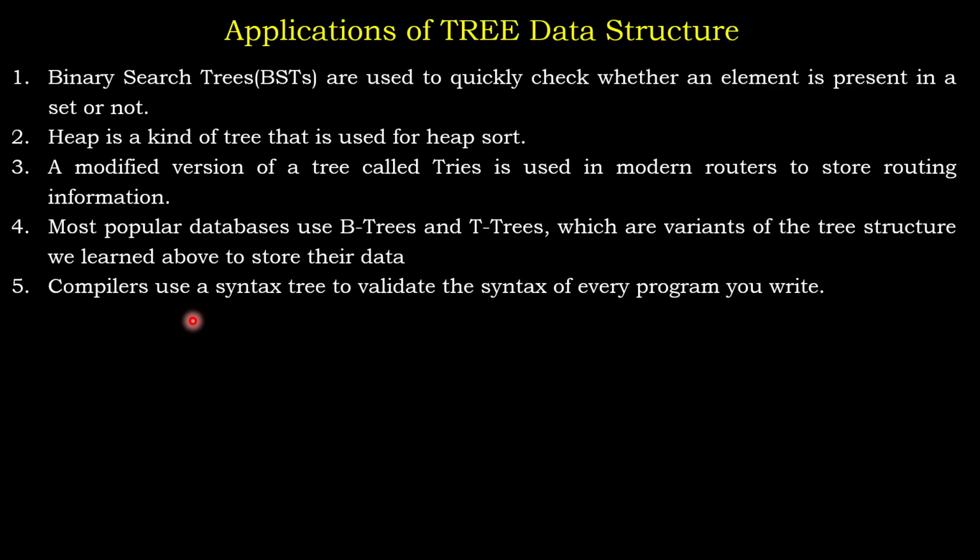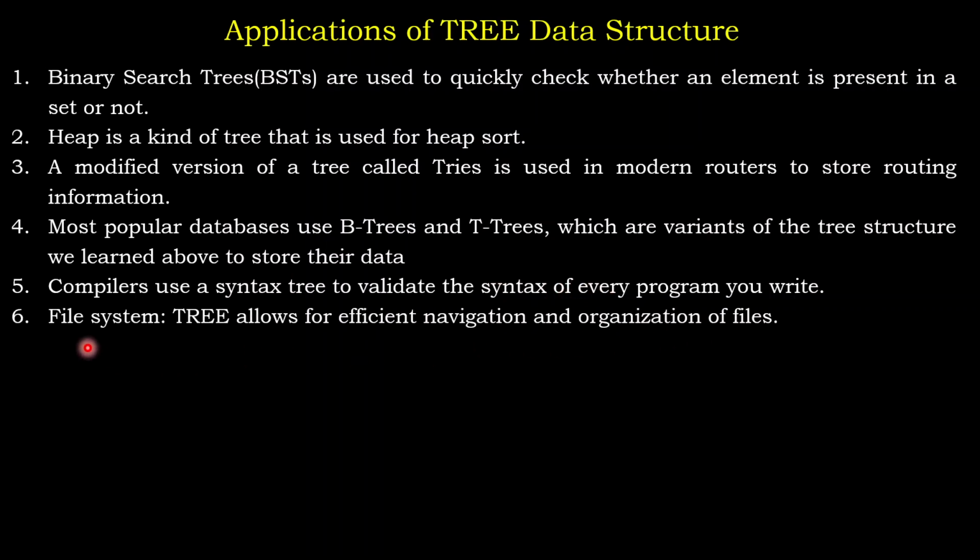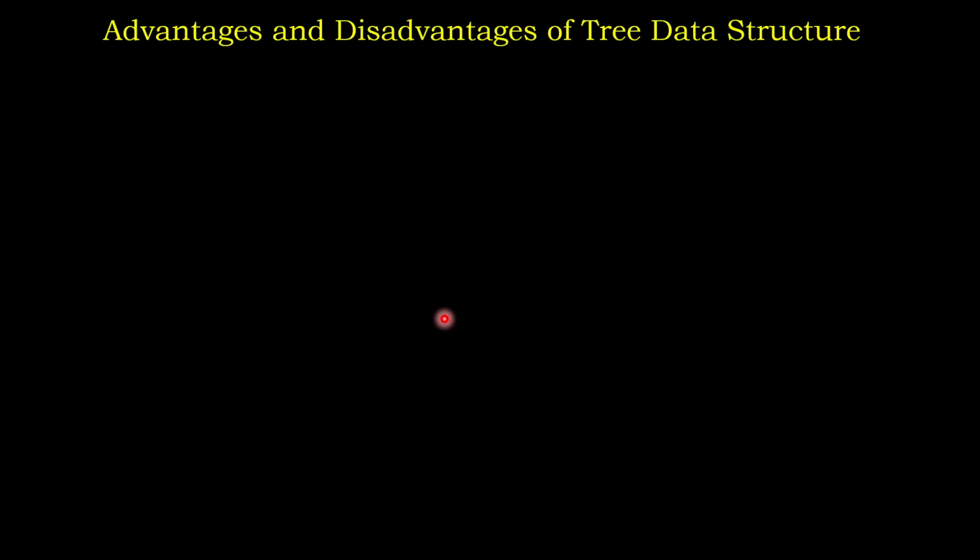Compilers use syntax trees to validate the syntax of every program you write. For file systems, the different types of files can be efficiently navigated and organized, with all files kept in proper hierarchical order.